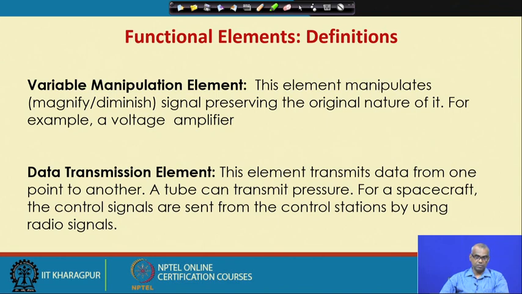Consider a spacecraft. The control signals are sent from the control station by using radio signals. So, that is a much more complicated data transmission element, and this is what I was talking about when I said that the functional elements do similar functions. They may be different in appearance, they may be different in the complexity of the operations involved, but ultimately they do similar functions. The tube is a data transmission element here, and sending signals from control station to spacecraft using radio signal is also a data transmission step, but both are completely different in terms of complexity involved, in terms of their appearance and so on, but in terms of functions they are the same. So, both are data transmission elements.